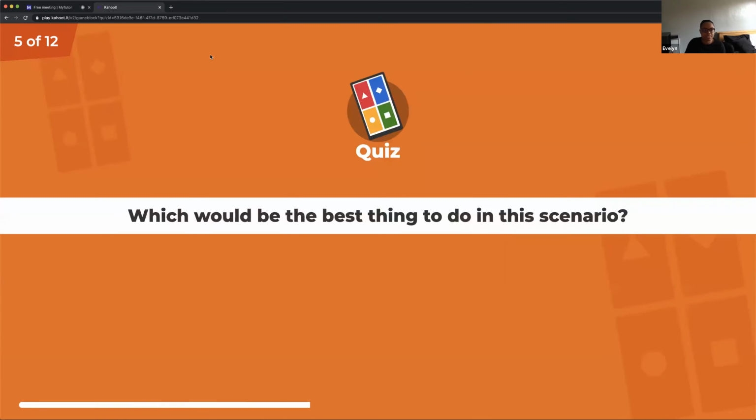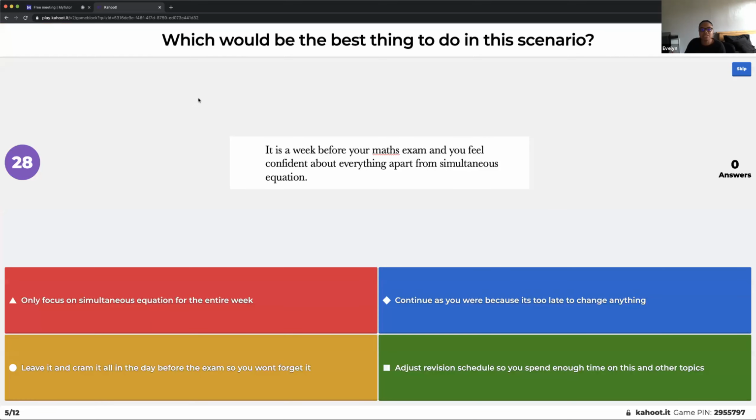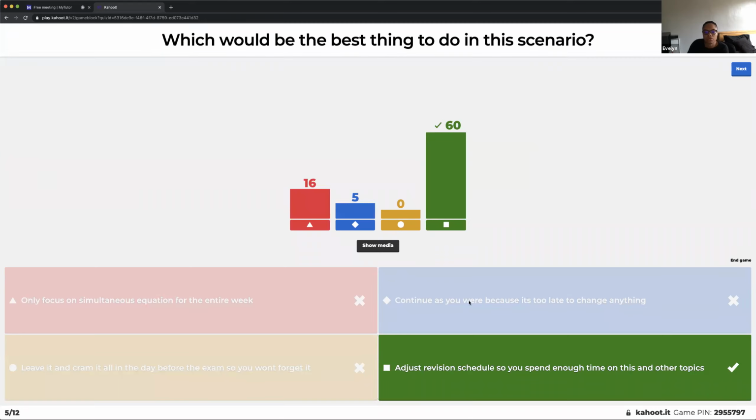Right. Next one. Which would be the best thing to do in this scenario? It is a week before your maths exam and you feel confident about everything apart from simultaneous equations. Right, so adjust revision questions so you spend enough time on this topic and others.